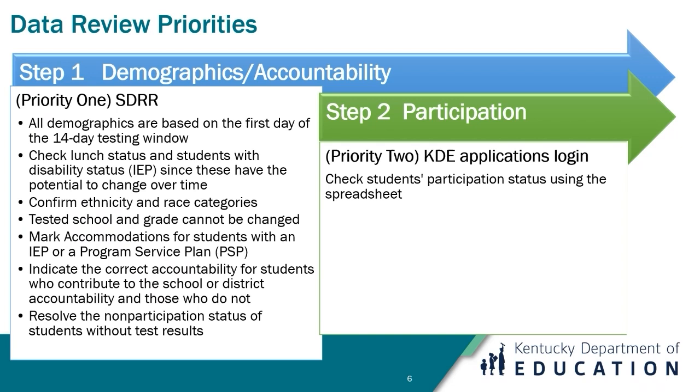You'll also be able to get to your lunch data and students with disabilities with IEPs. You'll also be able to confirm your ethnicity and race categories. Your tested school and grade cannot be changed during this time. You'll be able to mark your accommodations with your IEP or program services plan students, your PSP students. You'll be able to make any changes to accountability and then resolve any non-participations, that is, students without test results.